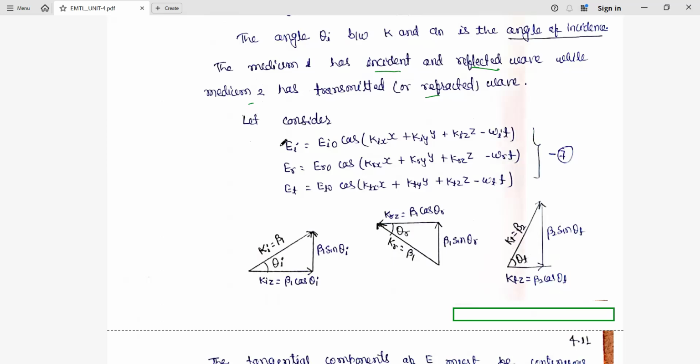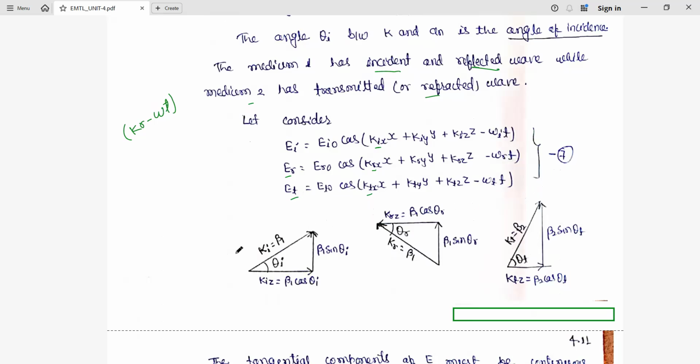For that we are going to consider, let EI equal to EIO cos, similarly to what we had earlier, (K dot R minus omega T). Already we got the product of K dot R, so that we are going to utilize here. This is for the incident wave. We have I as the suffix here: KIX into X plus KIY into Y plus KIZ into Z minus omega I into T. Similarly, for the reflected wave, only the suffix I is going to change to R. Again, in the case of the transmitted wave, the suffix I is going to change to T. That is equation number 7.